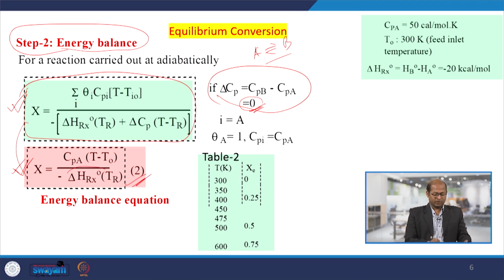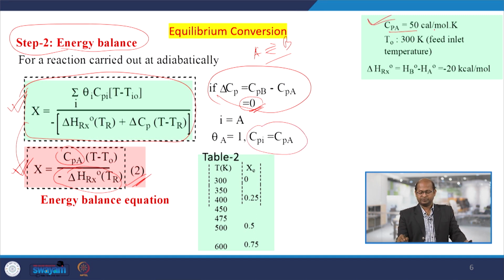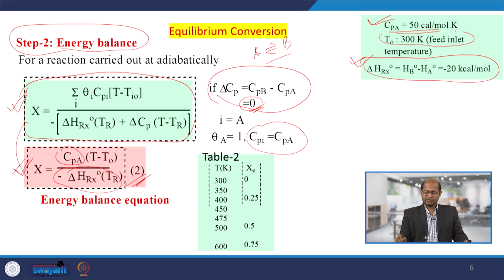Here also the denominator part is given. The Cp value for component A is known, as Cpi equals Cpa, which is given here, and the heat of reaction is given here. T naught, the feed inlet temperature, is also given. So we have to vary this T value with X. Let us say we put T equals 300, then we can get Xe.